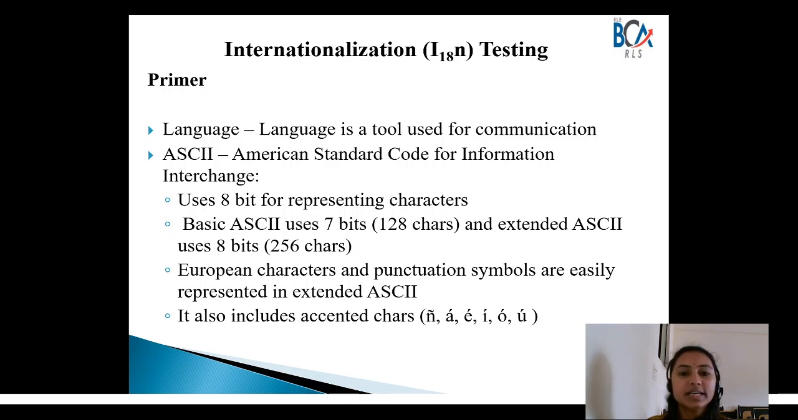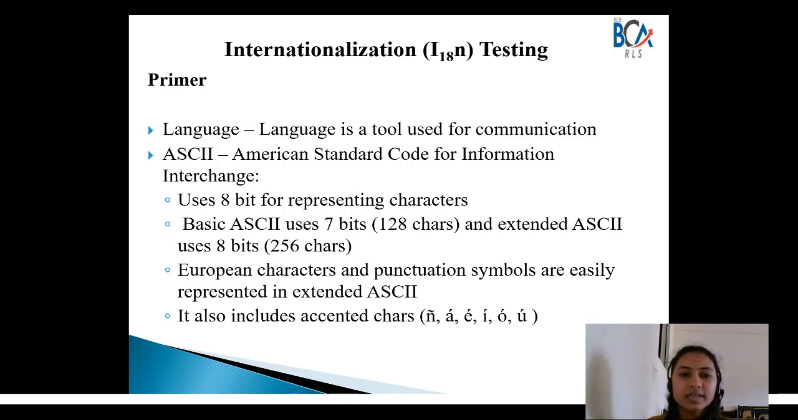Okay. So the testing of internationalization is done to ensure that the software does not assume any specific language or any conventions associated with a specific language. Testing for internationalization has to be done in various phases of the software life cycle. This we will learn in detail now.